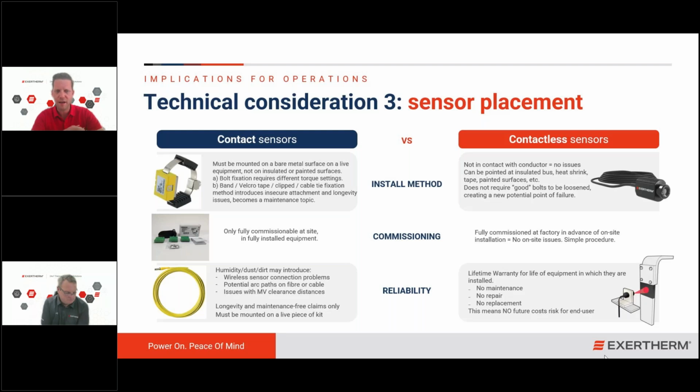And finally, there's a dimension with regards to humidity, dust, and dirt inside switchgear and other equipment. Wireless sensors, if there's a dirt layer between them and the bare metal surface, might lose connectivity and communication. On fiber optic solutions that are bolted onto bus joints or cable connections, if humidity, dust, or dirt settles, you might be introducing a potential arc path along those lines, or you might introduce issues with regards to clearance topics.